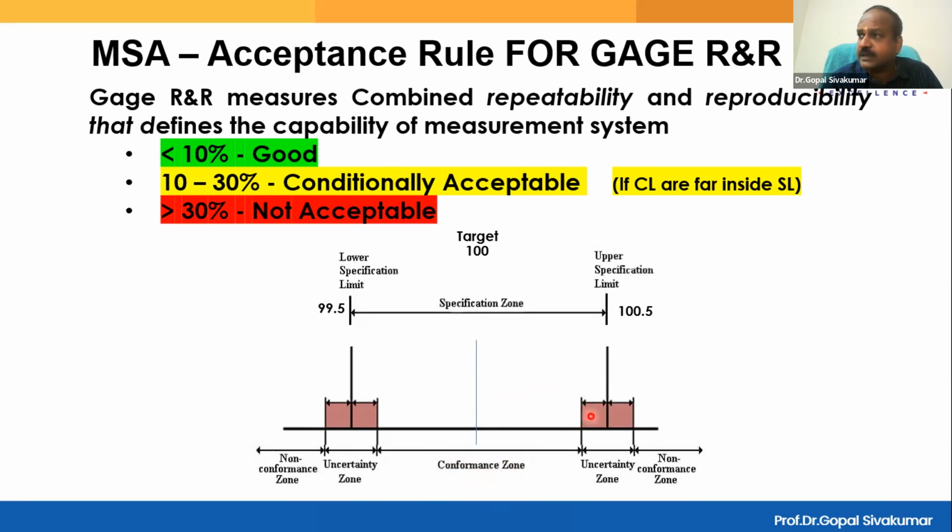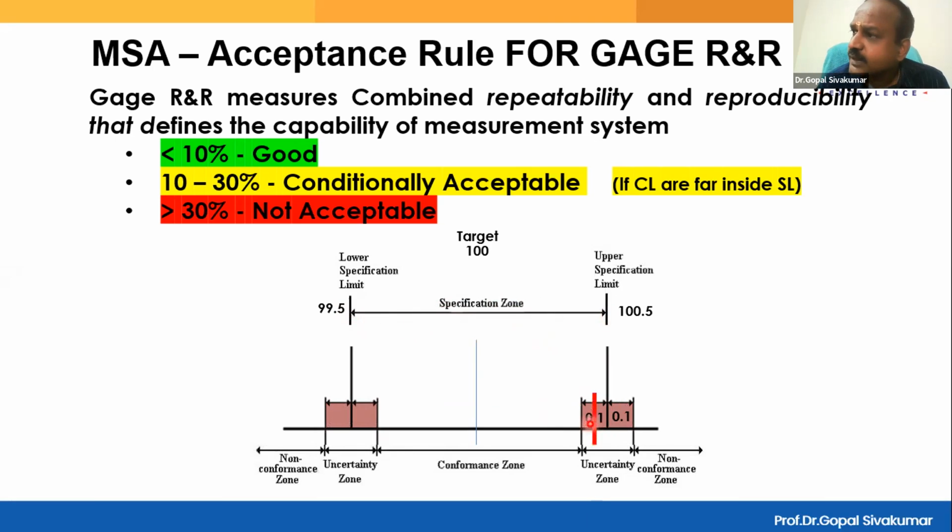Suppose you produce here. Uncertainty. Let's say, what will be the value of the brown color area? 10% of the specification zone. The specification zone is 1 mm. Am I right? 10% of 1 mm is 0.1. That is why 0.1 is written here.